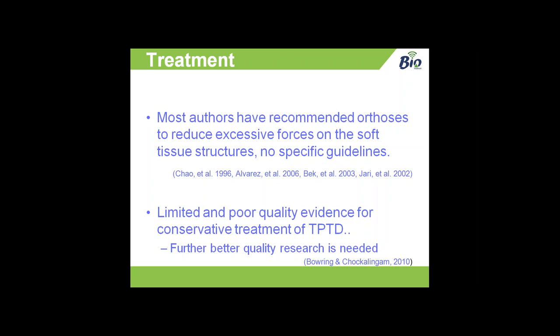And what they concluded was that they couldn't really make a cause-effect relationship between the intervention and the outcome, and couldn't come to a gold standard conservative treatment regime. So what they found is, although there were lots of papers, essentially, they needed better quality research to make a gold standard treatment.